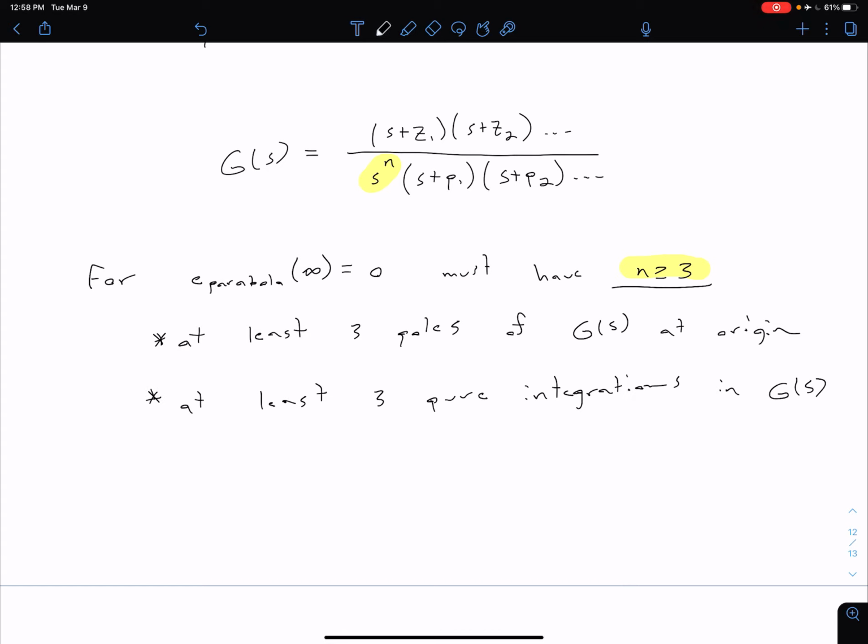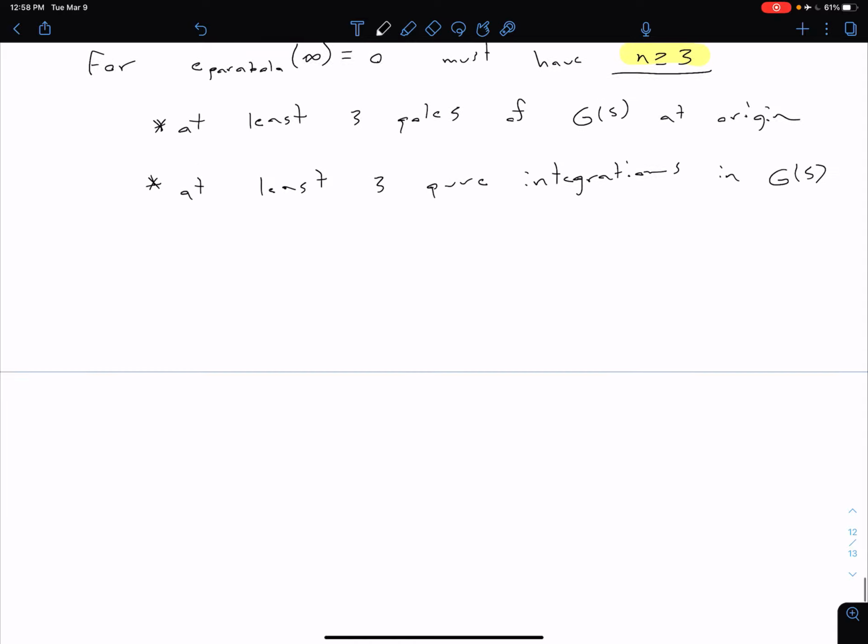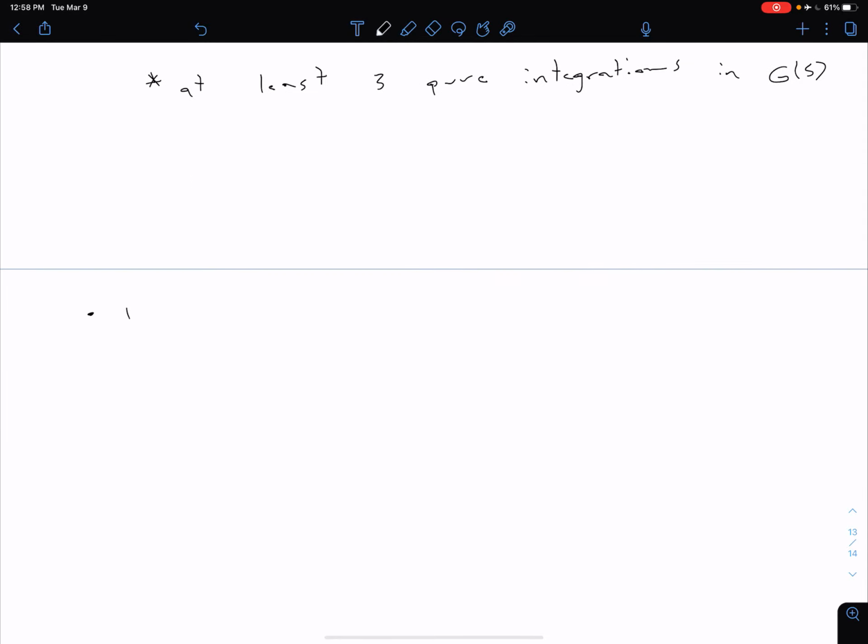So just like we looked at with our previous systems, let's consider what happens as we let that n value, the exponent up here for our s, become smaller. So first of all, let's consider if we just drop right below that and say what happens if our n is equal to 2.